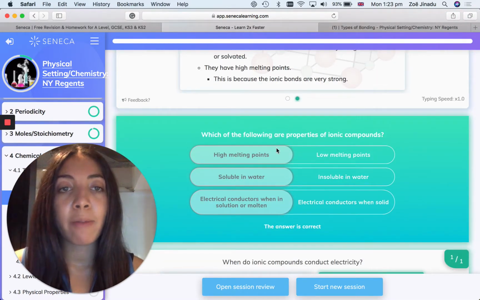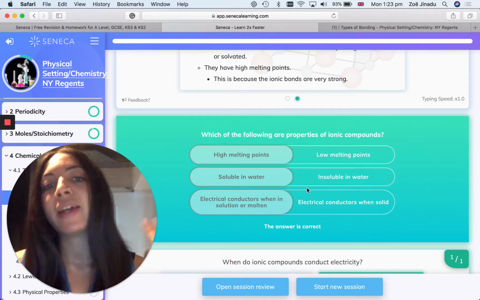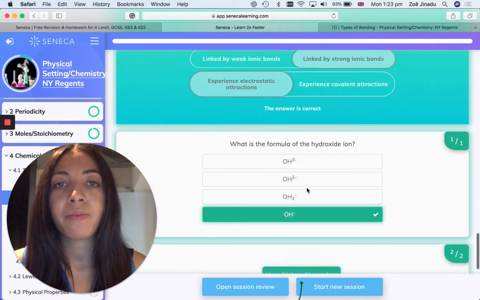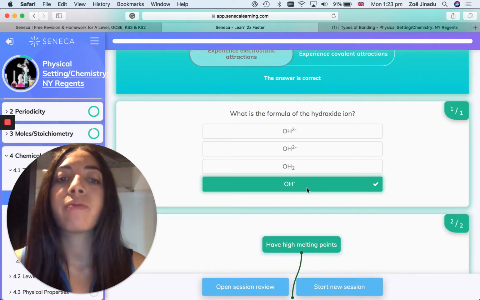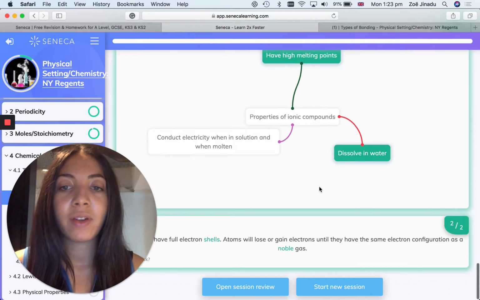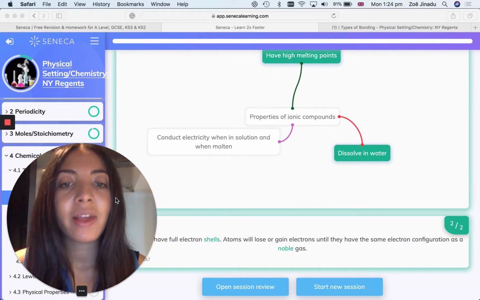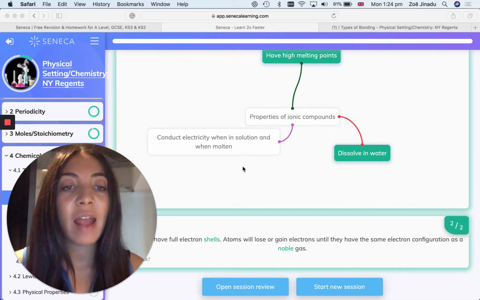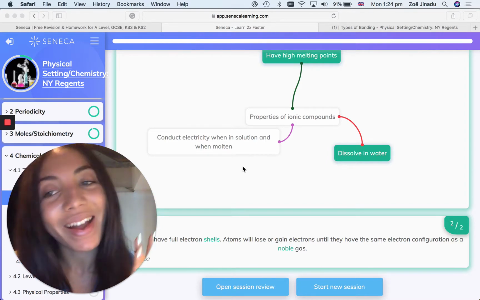So, which of the following are properties of ionic compounds? High melting points, soluble in water, and electrical conductors when in solution or molten. And what is the formula of a hydroxide ion? OH-. Finally, ions like to have full outer shells. Atoms will lose or gain electrons until they have the same electron configuration as a noble gas.